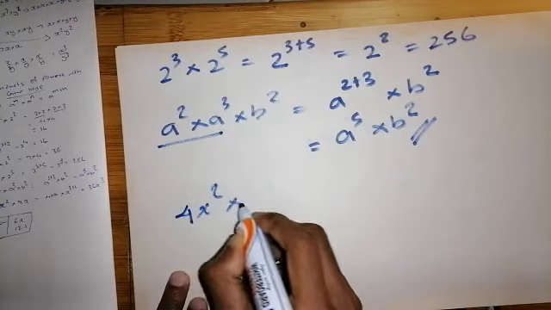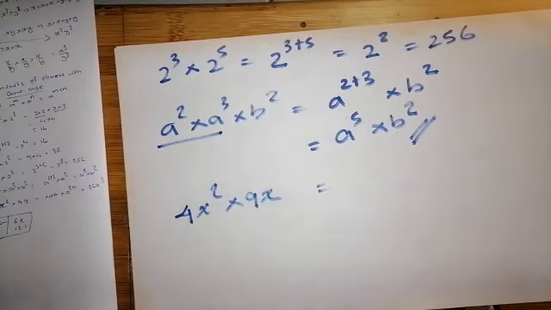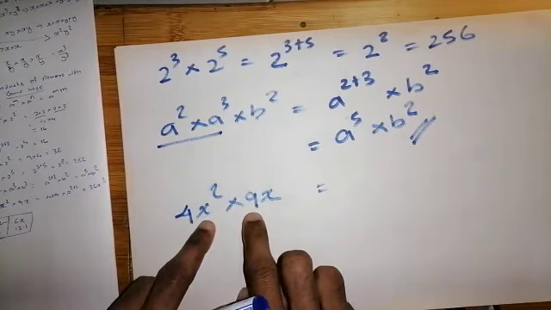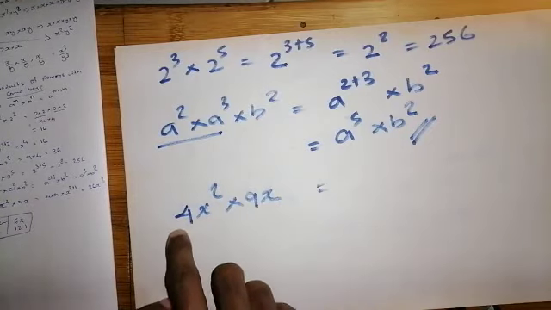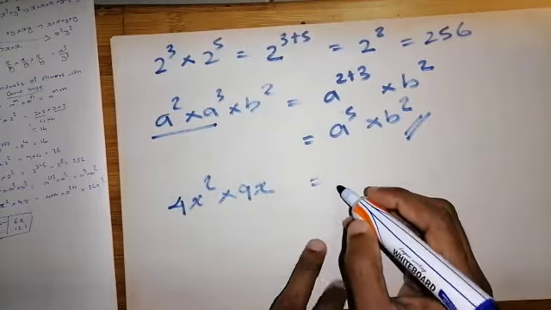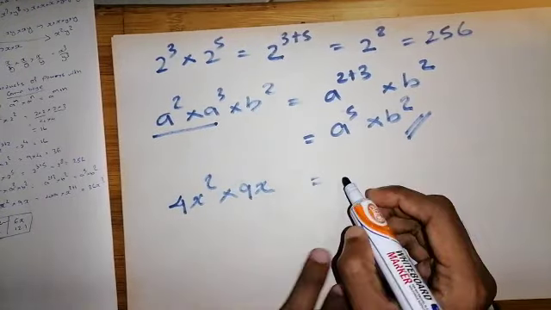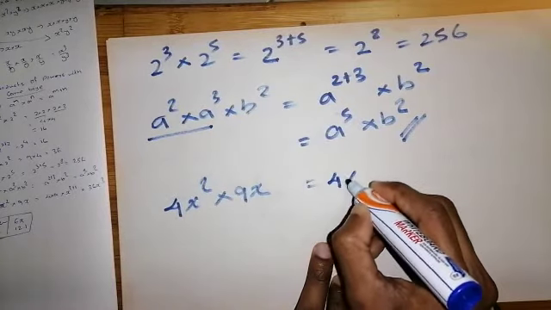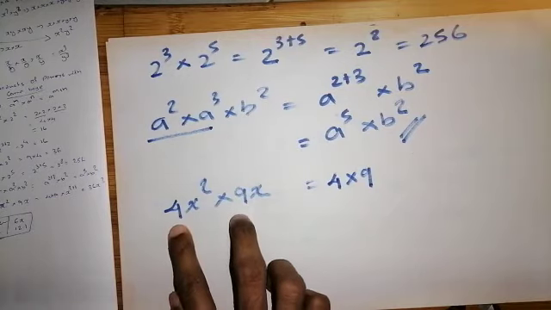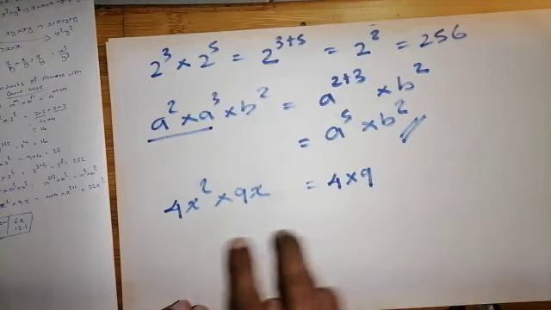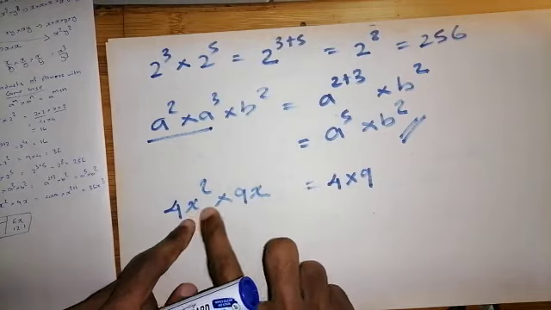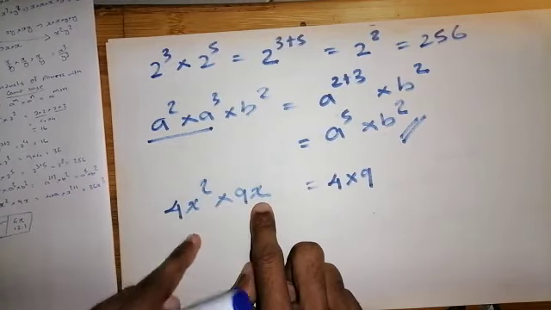Okay, we'll take another example here: 4x squared into 9x. We have two numbers, 4 into x squared, 9 into x. All four elements are multiplying with each other. If it comes in this form, we can write the numbers first: 4 into 9. Because numbers are not in power form, we don't use the law for them. So 4 into 9 as it is. What about x? Here we have the same base x: x to the power 2, x to the power 1.